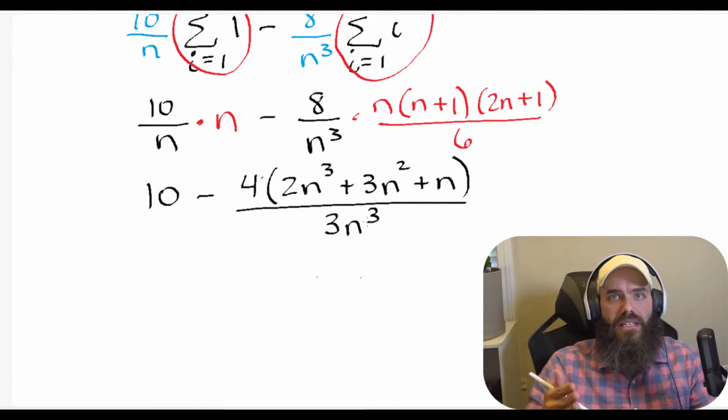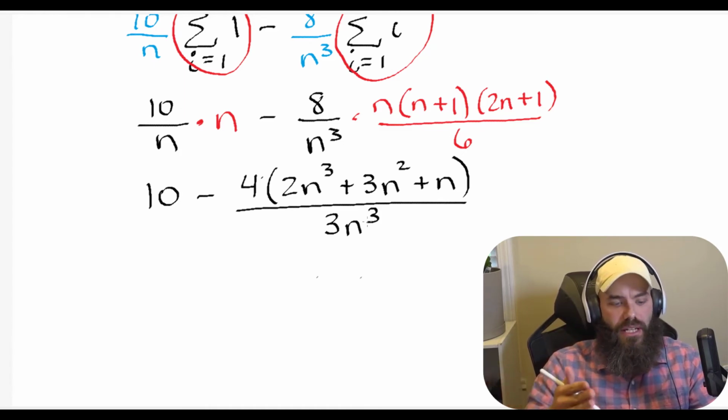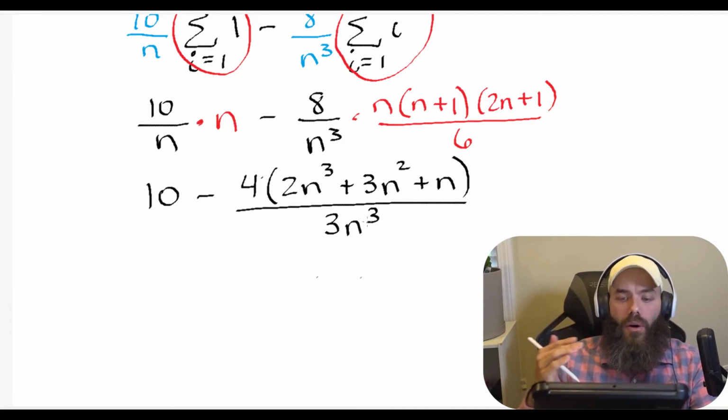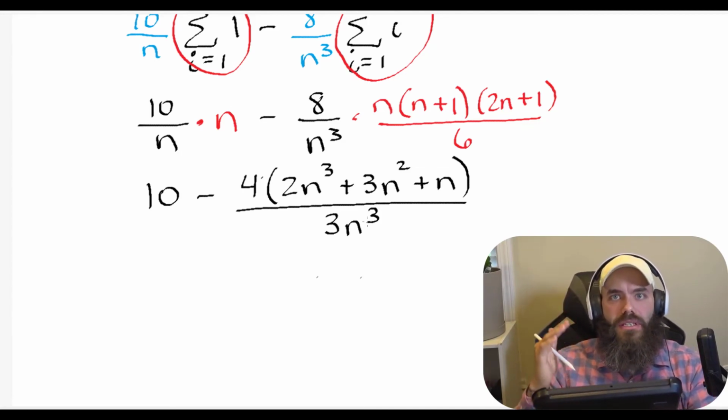Now the idea is you can take that -4 and distribute into that trinomial, 2n to the third plus 3n squared plus n. All that is divided by 3n to the third. Distribute that -4 and break this up into different fractions. And what will that look like?